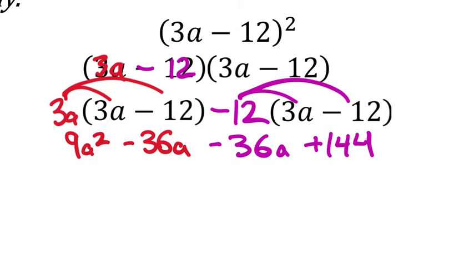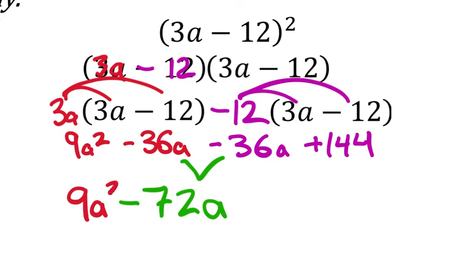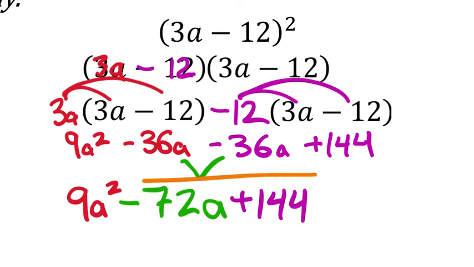Okay? And then finally, the last thing we got here is two like terms that we can combine, the a terms. Negative 36a's minus 36a's is negative 72a's. So now I've got 9a to the power of 2 minus 72a's plus 144. And this would be considered fully simplified.